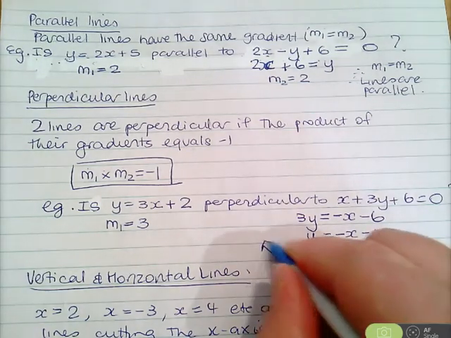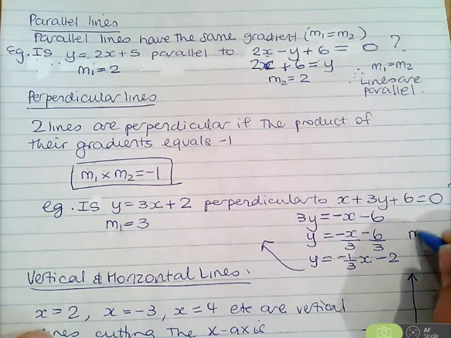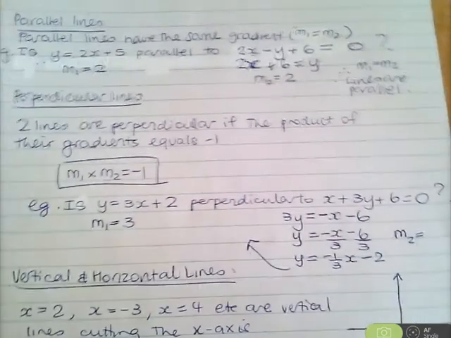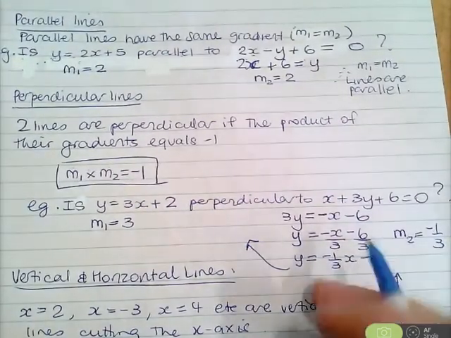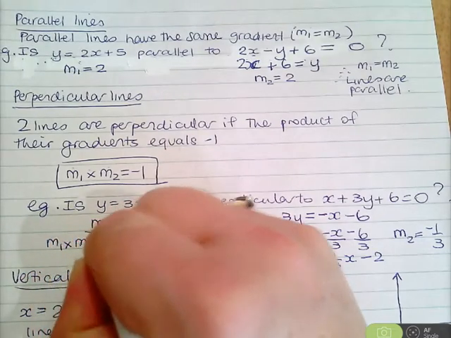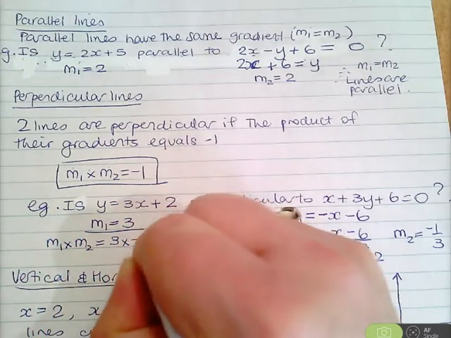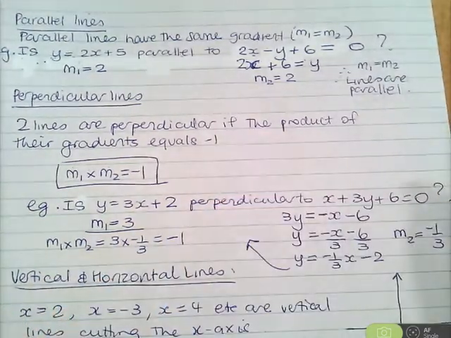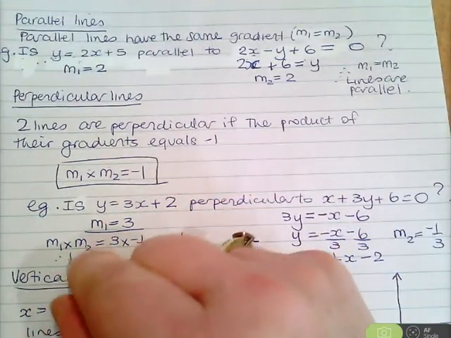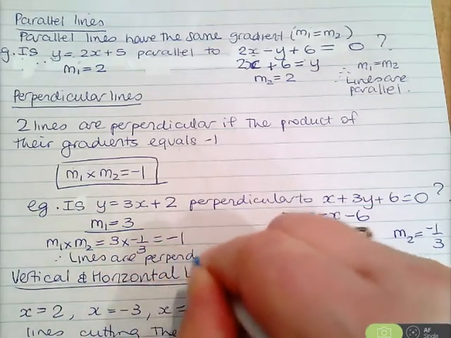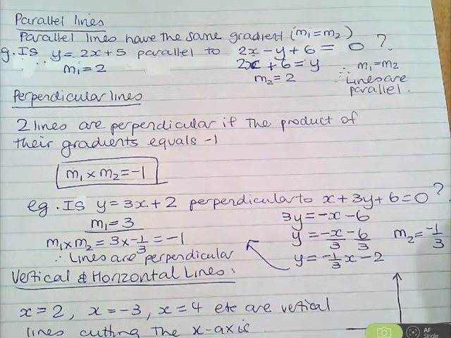Now I need to come over here. So therefore the gradient of that line, m2, is negative 1 third. Now I'll come over here, m1 times m2 is 3 times negative 1 third, and 3 times negative 1 third happens to be negative 1. So therefore, the lines are perpendicular because when we multiply their gradients, we get negative 1.